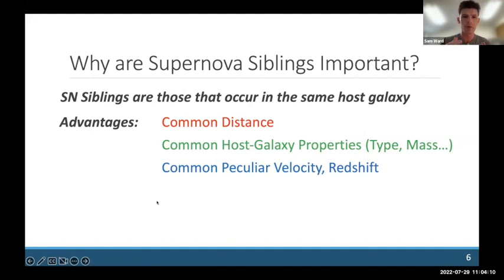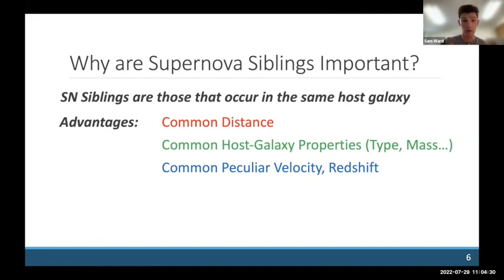What this means is there's no variation of these common properties which contributes towards an intrinsic scatter of siblings' distance estimates relative to one another. So if you've got individual distance estimates, one to each sibling, they have some intrinsic scatter, and there's no contribution towards this intrinsic scatter from a variation of these common properties.